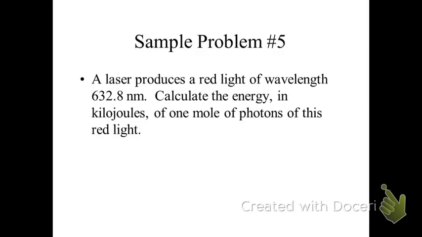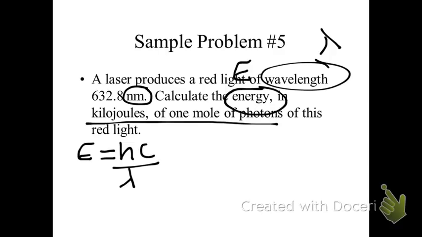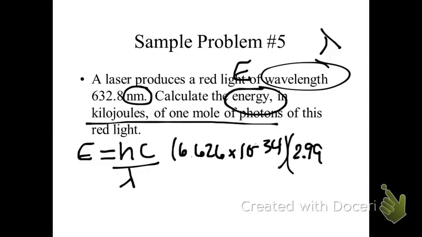A laser produces a red light of wavelength, lambda, 632.8 nanometers. No good, because it's in nanometers. Calculate the energy in kilojoules of 1 mole of photons of this red light. So first I need an equation that involves E and lambda, which is E equals hc over lambda. H is 6.626 times 10 to the negative 34th joules per second. I'm not going to put units because I truly don't have room on this slide, but you should. 2.998 times 10 to the 8th meters per second for C.